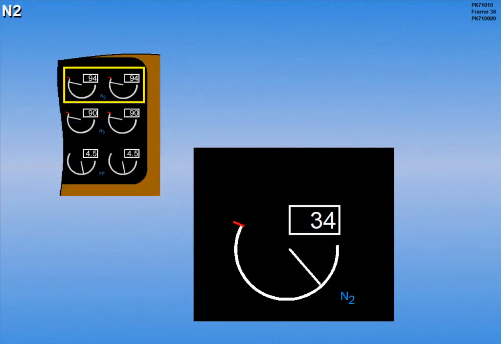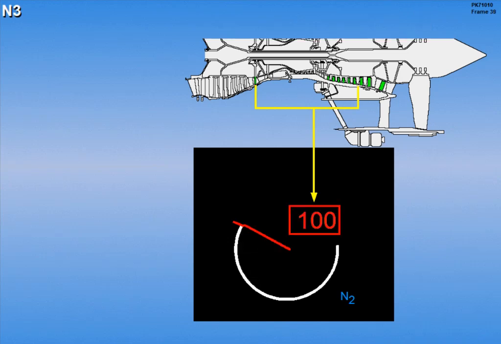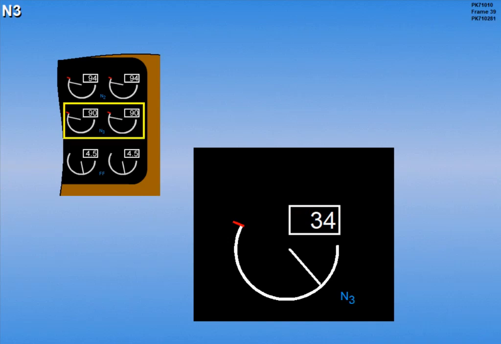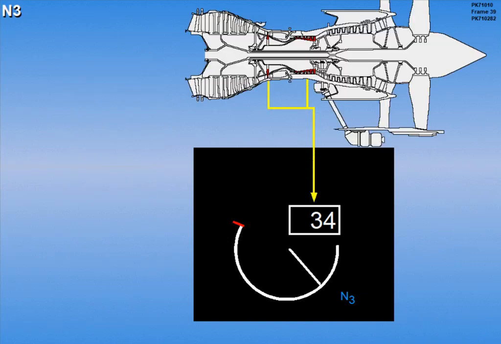The N2 indicators are located at the top of the lower ICAST screen. The N2 display, which shows the percent RPM of the N2, is identical in operation to the N1 display. Located beneath the N2 indicators are the N3 indicators. The N3 display, which shows the percent RPM of the N3, is identical in operation to the N1 display.